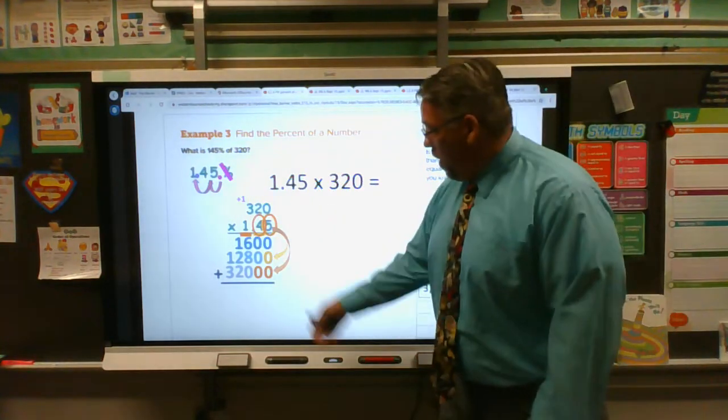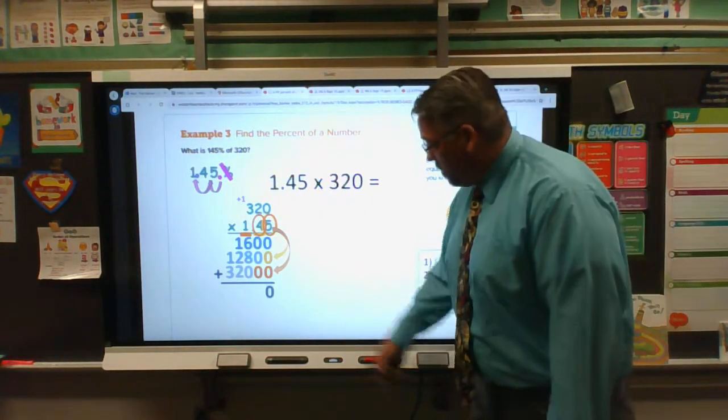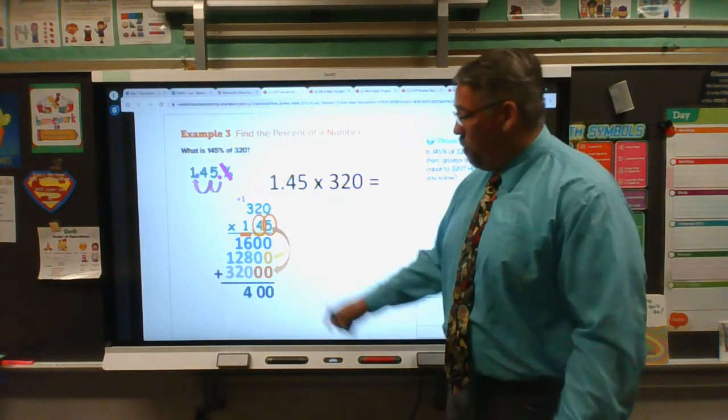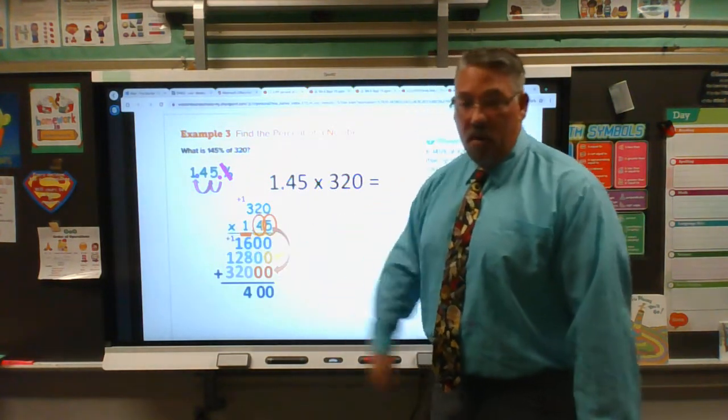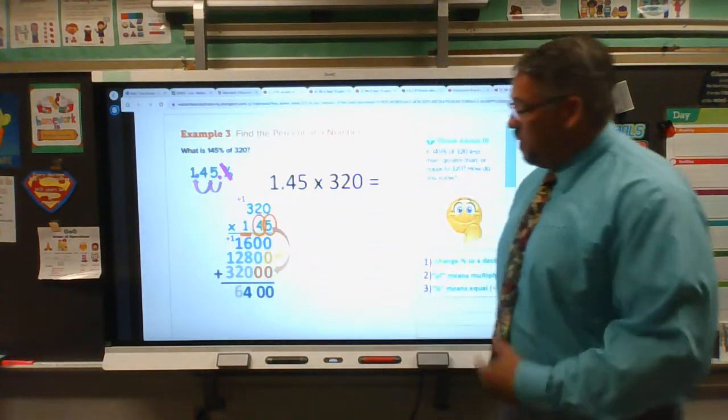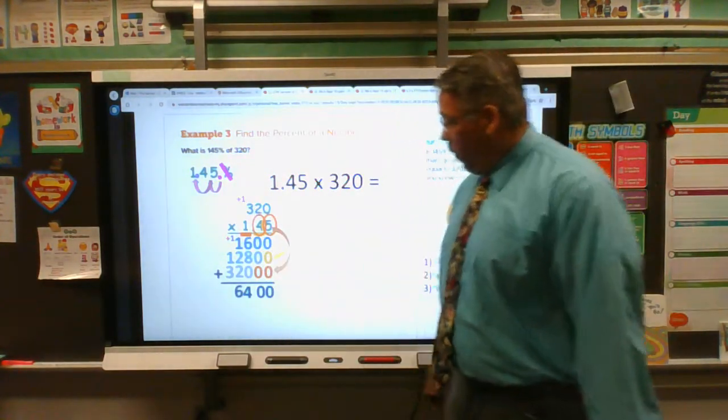So my first column I have zeros, second column I have zeros, third column I have 8 plus 6. 8 plus 6 is 14, so I put down my 4. I carry my addition of 1. 2 is 4 plus 1 and 1, that gives me 6. 3 plus 1 is 4.